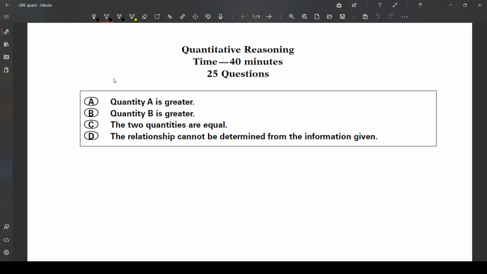So I'm just going to go through this. You have 40 minutes and there are 25 questions. The first 9 questions, so questions 1 through 9, have this format where you have options A, B, C, D. Basically there's some setup to the problem and then they give you some quantity A and quantity B, and you're asked to determine whether one's larger than the other, or if they're equal, or if you can't determine.